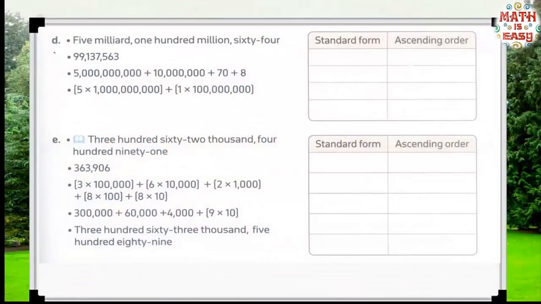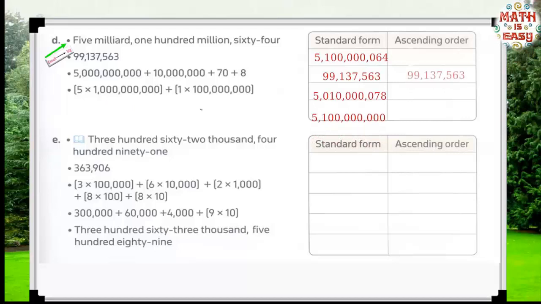D. Don't forget, we make a range from smallest to biggest. Write numbers in standard form first: 5 million, 100 million, 64. And the second number 99 million, here 3 periods. Next number 5 million, 10 million, 78. Last number 5 million, 100 million. If we see, here we have a number that has 3 periods only. This is the smallest number.